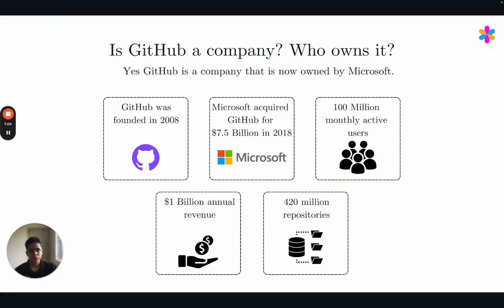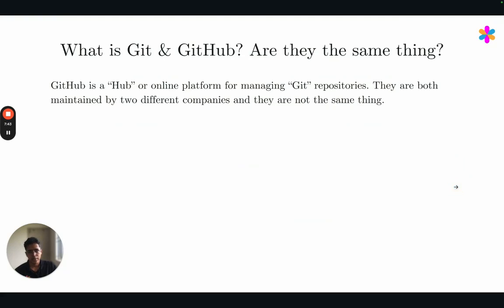And currently it has almost 100 million monthly active users. They generate a huge $1 billion annual revenue, and it has something called repositories. When I say repository, just imagine a folder in which you are managing a project. So it has 420 million repositories that are being worked on by different groups of people. It may be repositories that individuals are working on. It may be repositories where a group of people are working on. So GitHub is a very, very useful tool in the software development community and for a few other things.